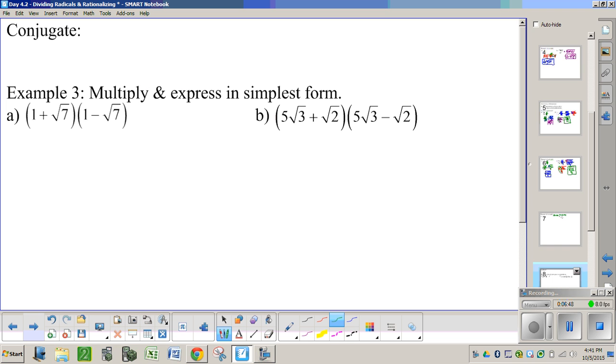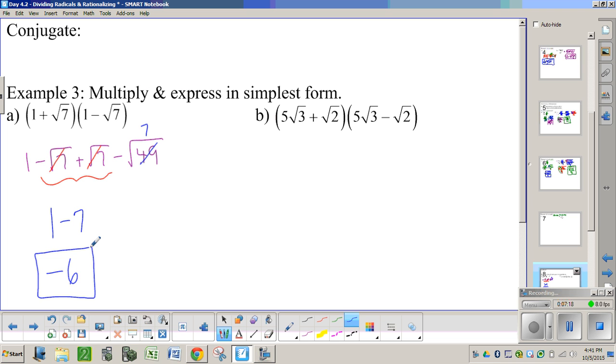Now, if I multiply a conjugate, something special happens. So let's multiply this out. So we have 1 times 1. Then we're going to get minus radical 7 plus radical 7 minus the square root of 49. All right, anybody notice that these two terms in the middle are going to cancel out? Anybody else notice that this happens to be a perfect square? So I end up with 1 minus 7, which gives us a negative 6.